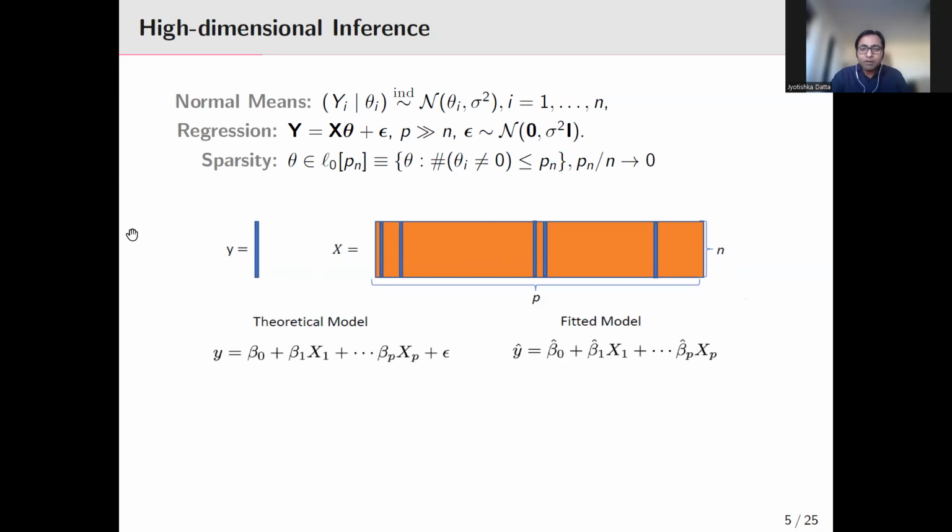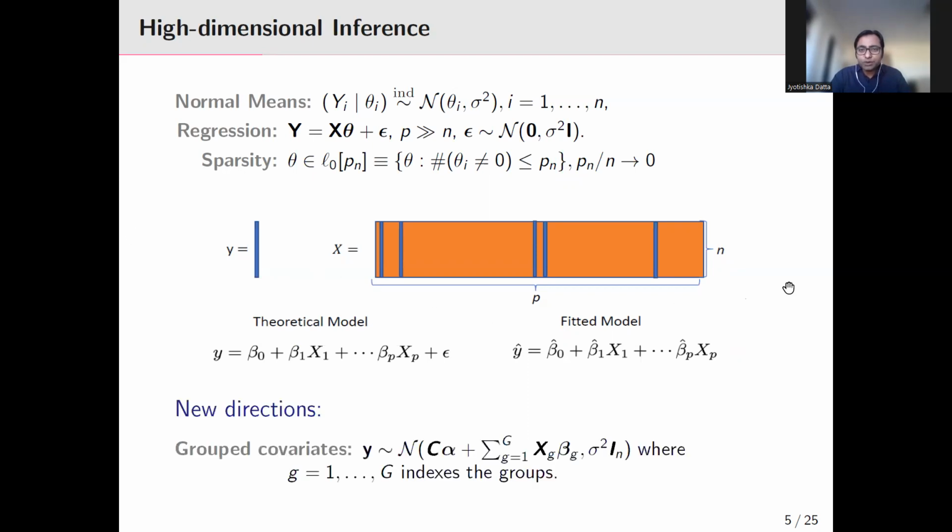Okay. Now, the problem that we are trying to address today is a new direction in some sense. This is grouped covariates, where your y follows this generative model. We have C alpha plus the summation of X_g beta_g. These beta_g's are our parameters of interest. We have capital G many groups of interest. The C alpha term will include all the other effects that you don't want to put in these beta_g's, for example BMI or age or socioeconomic status and so on.